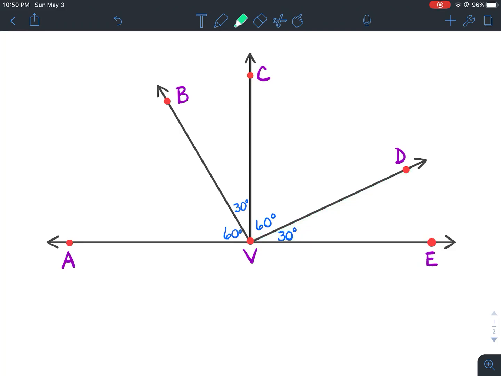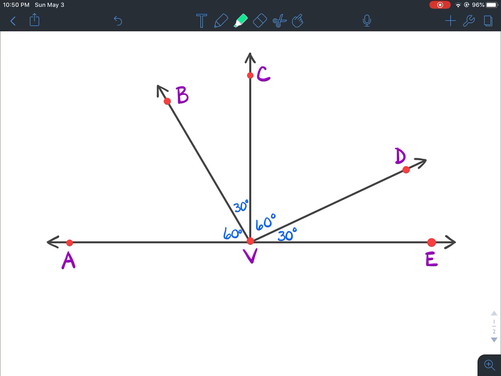There's more than just that. You also have angle ABC. BVD. CVE. You have angles AVD, BVE. And you actually have one more angle, which is AVE, that straight line. That's called a straight angle.